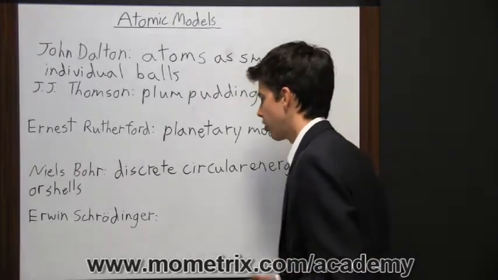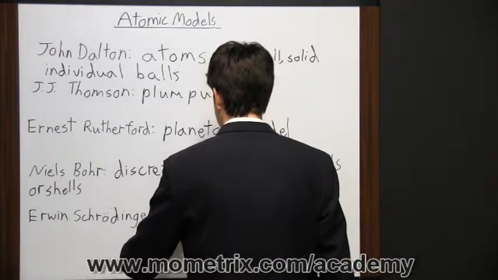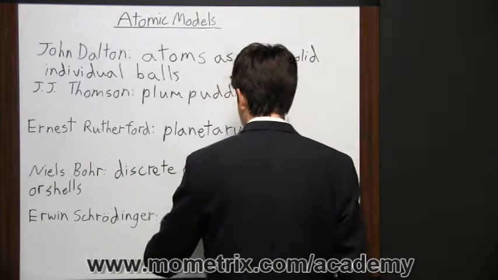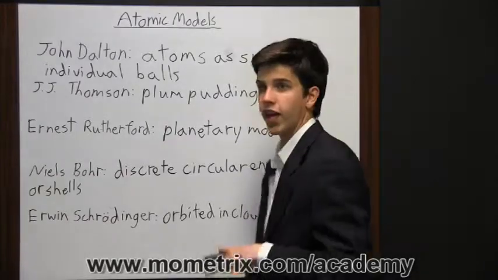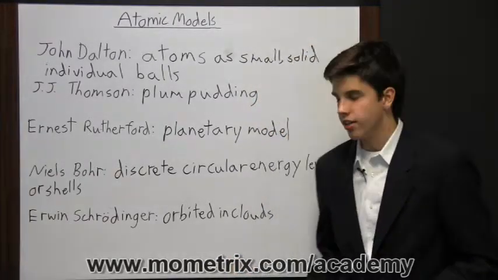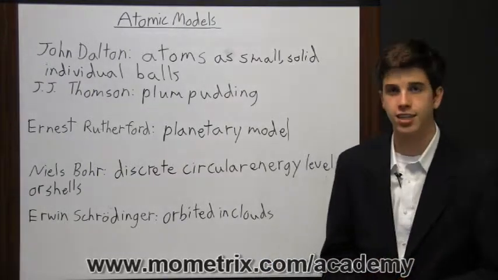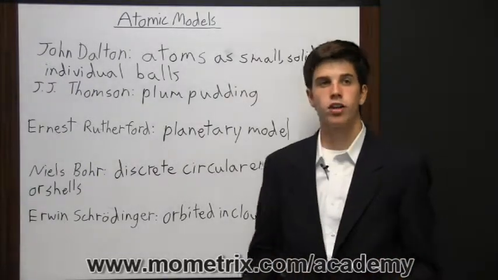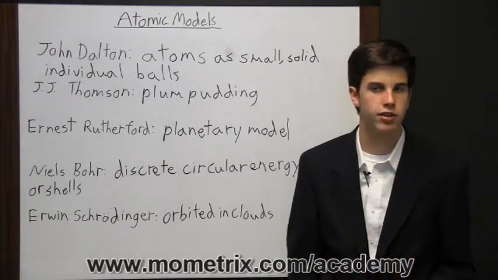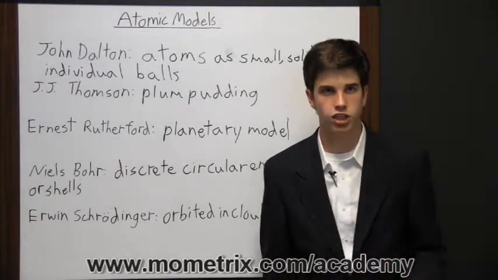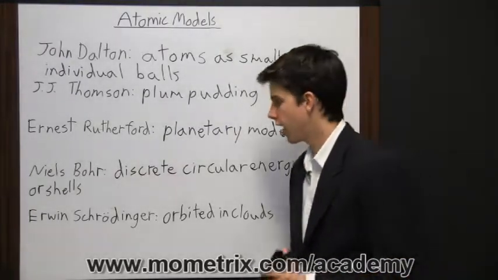Then finally, we come to Erwin Schrödinger, who came up with the idea that electrons orbited in clouds. So this is a little bit different than the other ideas. See, Schrödinger showed that the electrons orbited the nucleus not in discrete orbits, but rather in clouds. And the electron clouds had various shapes and described the probabilities of the electron locations. The electron cloud model is the current quantum model of the atom.